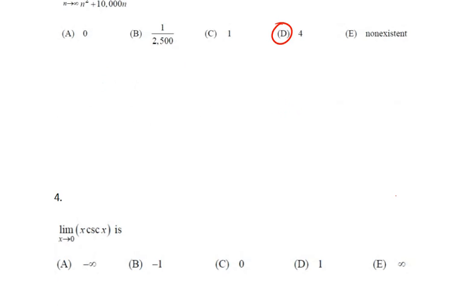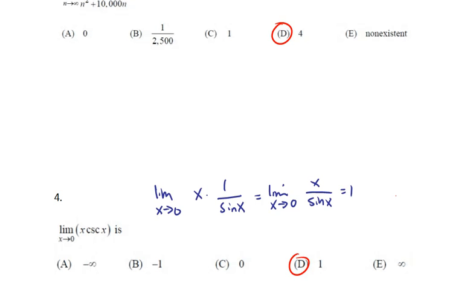In problem 4, we have limit as x approaches 0 of x times cosecant of x, but cosecant is just 1 over sine x, and we have seen previously that the limit as x approaches 0 of x over sine x, just like sine x over x, is 1. Option D, and that does it for this video.